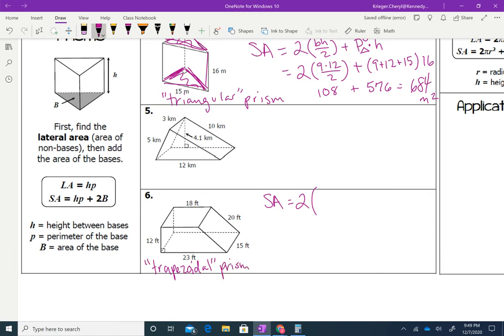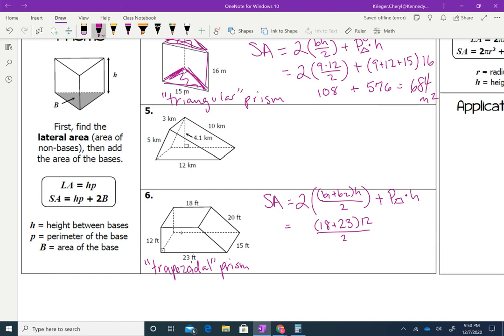So that tells me that my base is the trapezoid. So I have base 1 plus base 2 times height divided by 2. So that's 2 times the area of my base plus the perimeter of my trapezoid times the height. Okay, so my two bases are 18 and 23. The height is perpendicular to the base, so the height of the trapezoid is 12.